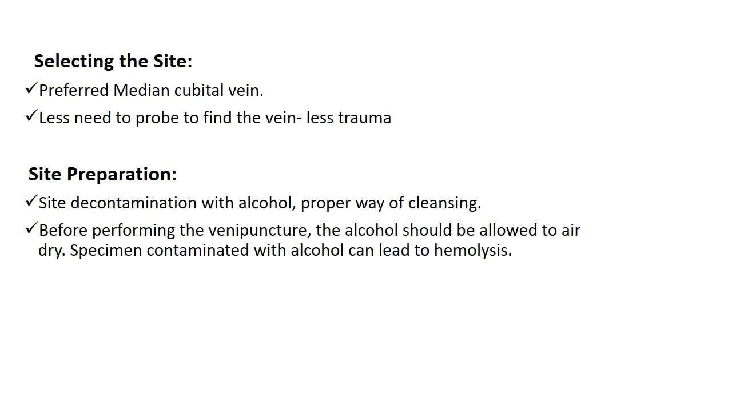Number two is site preparation. There is a common mistake when you are decontaminating the site with alcohol: there is a proper way of cleansing, from central to periphery. Otherwise, in the periphery there are many skin commensals, which will come to the center from where you will prick the vein. They may unnecessarily give a false growth in the blood culture sample, or a false contamination in a blood sample.